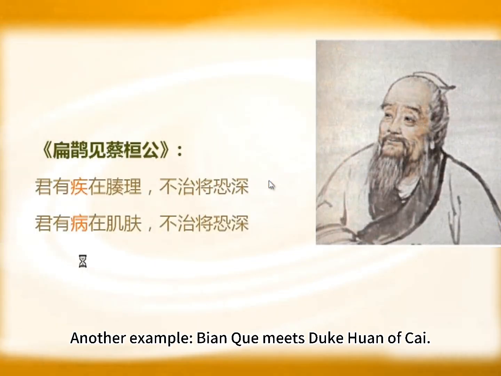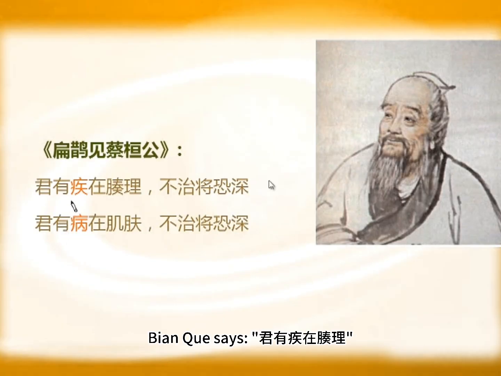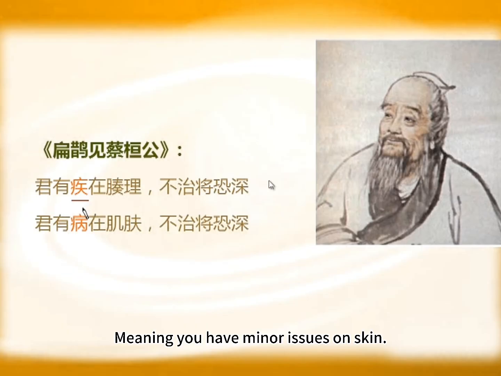Another example: Bian Que meets Duke Huan of Cai. Bian Que says, 君有疾在腠理, 不治将恐深. Meaning, you have a minor issue on your skin. If not treated, it will get worse. 疾 here means a very minor problem.